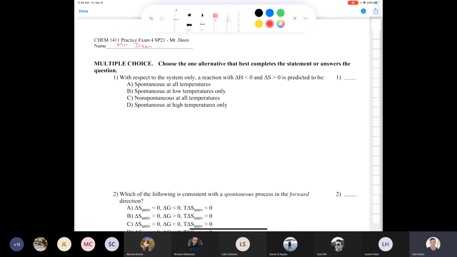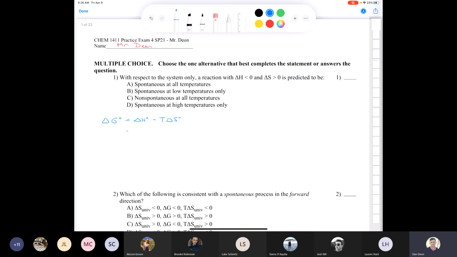It says, with respect to the system only, a reaction with a delta H that is negative or less than 0 and a delta S that is positive, greater than 0, is predicted to be, well, for that, we're going to use the formula delta G is equal to delta H minus T delta S, because you can see that we're being asked about the spontaneity of the reaction.